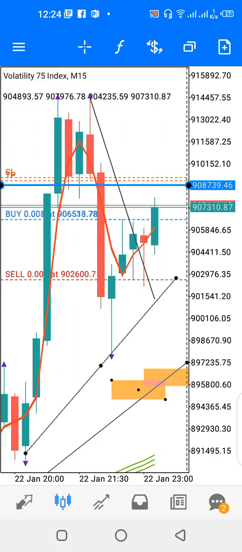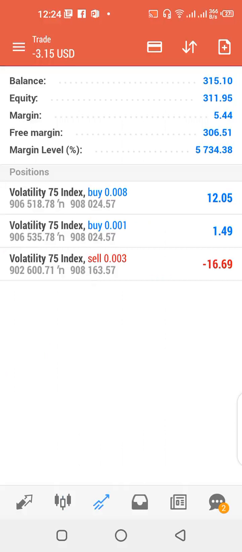Don't forget, for this type of strategy, your minimum balance should be around $300 for a starting lot size of 0.001, and then your first pending order will be 0.003.